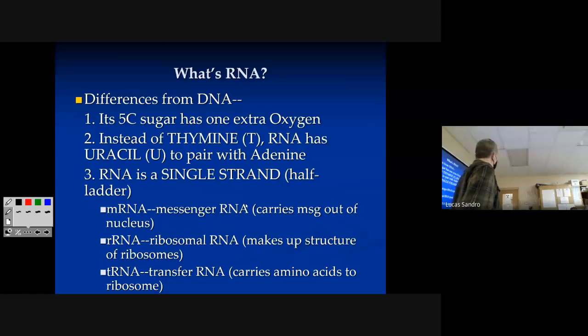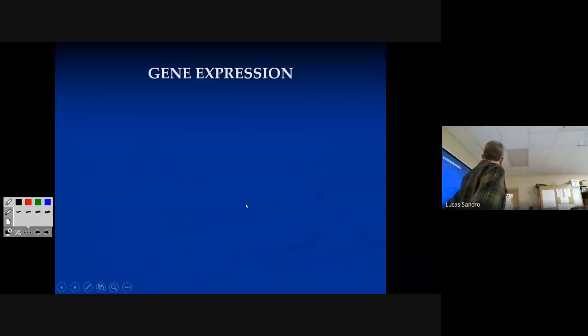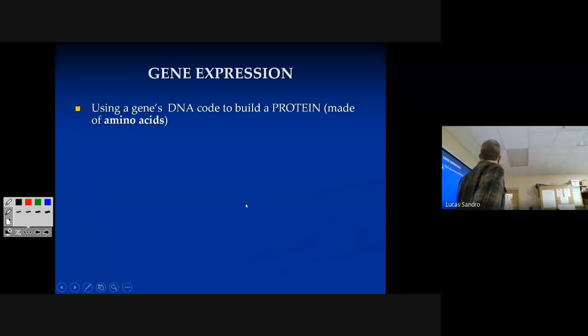So this process of making proteins from DNA code that involves all three kinds of RNA is called gene expression. So gene expression, expressing a gene, means creating a protein using the DNA code. Ribosome. Yep.